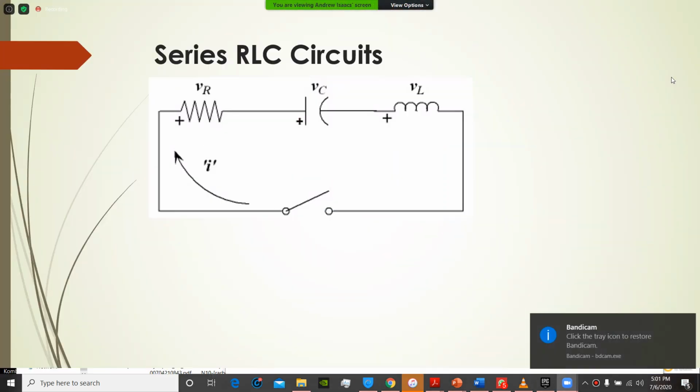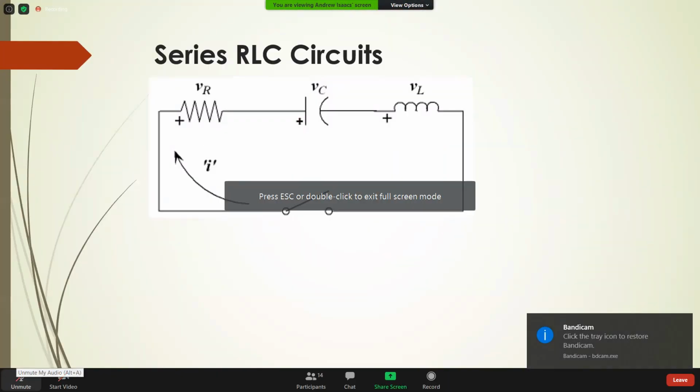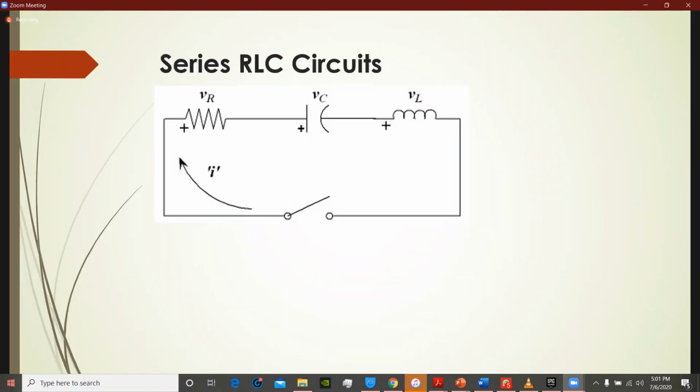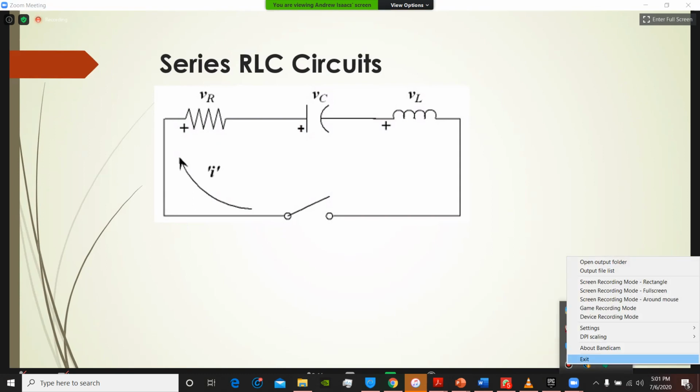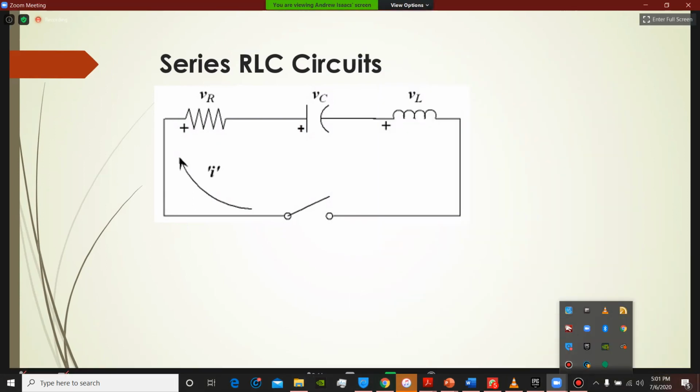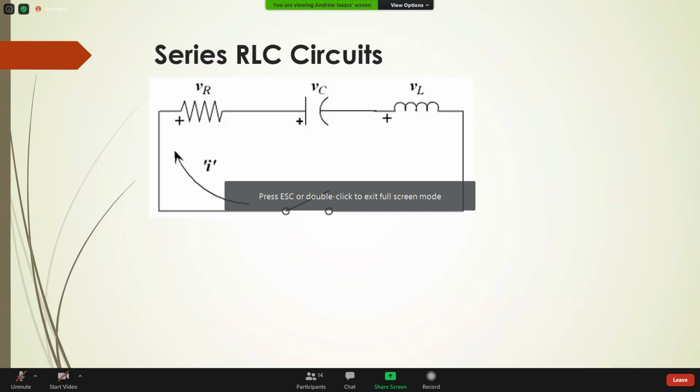Circuit resonance, circuit transient, sorry. Today we're going to be looking at double energy transients. That's just circuits which have both the inductor and capacitor included.